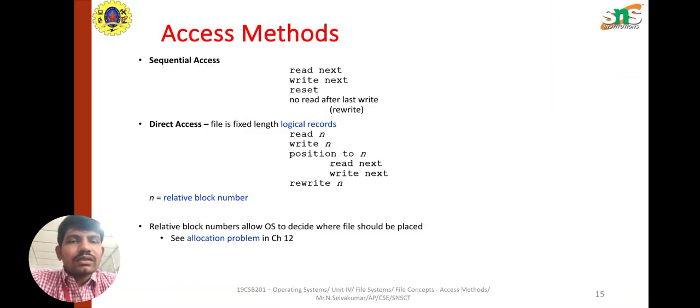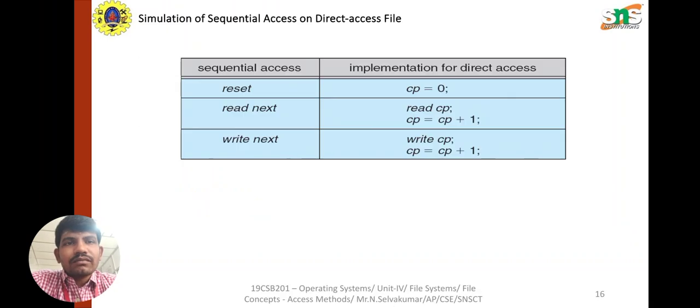Access methods: we have sequential access and direct access. These are the pseudocode for the sequential access method and the direct access method. With relative block numbers, the OS decides where the file should be placed, which avoids the allocation problem. This is a simulation of sequential access on a direct access file: reset, read next, and write next.